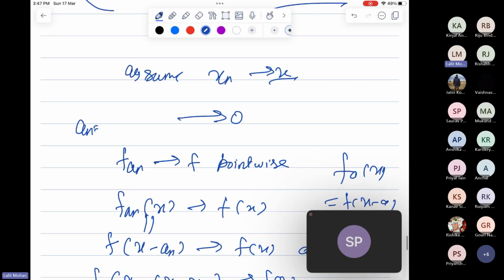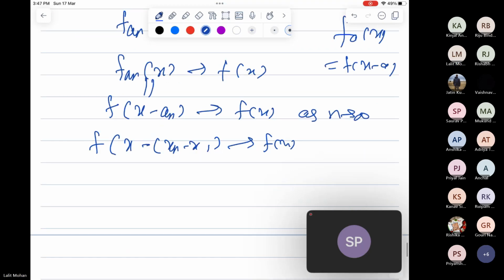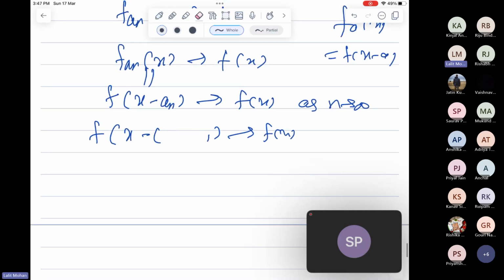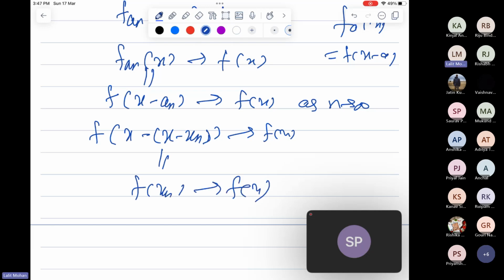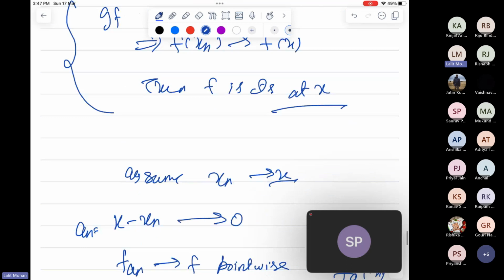You know that when xn goes to x, then xn minus x will also go to 0, and x minus xn will also go to 0. Because we need f of xn on our left hand side. So this will be f of xn goes to f of x. Here you just need to use the sequential criteria, then the result follows immediately.